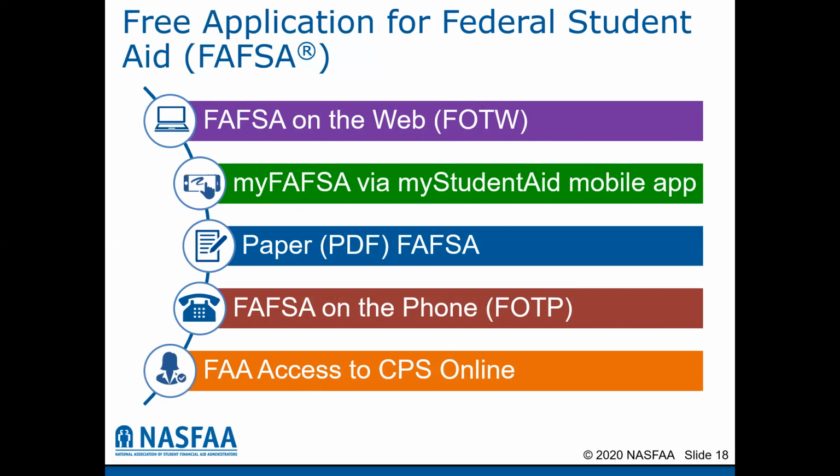The FAFSA can be filled out in a number of ways. There's FAFSA on the web, which is a very common way to fill it out using a computer. You can fill it out on MyFAFSA via the myStudentAid mobile app. There's a paper, downloadable PDF FAFSA. There's FAFSA on the phone, as well as FAA access to CPS online. The first two options, FAFSA on the web and MyFAFSA via the myStudentAid mobile app, are the two most common and my two most recommended ways of filling out the FAFSA.